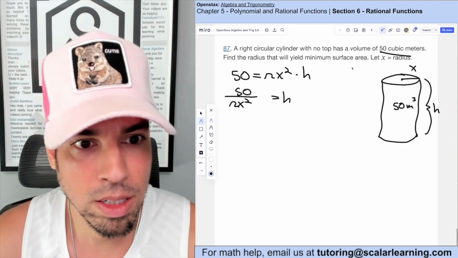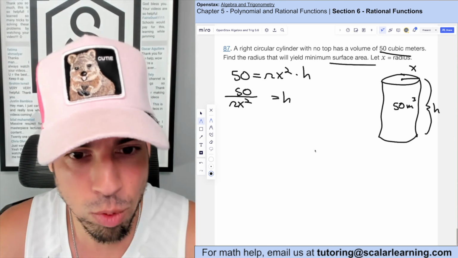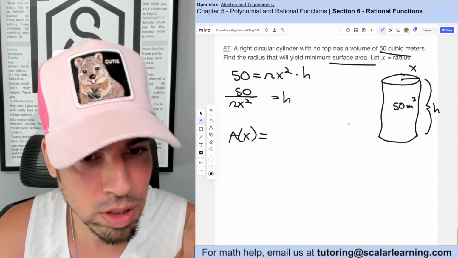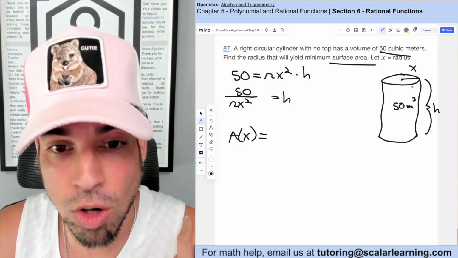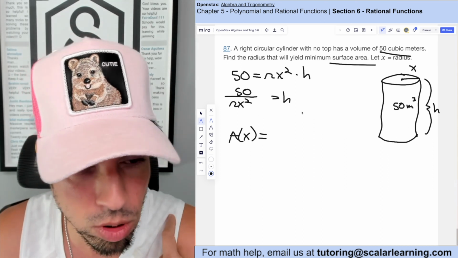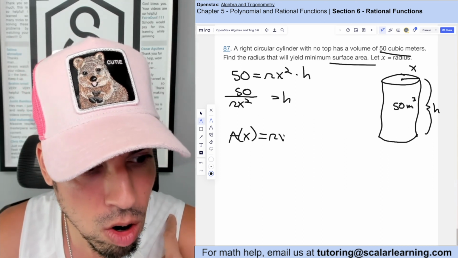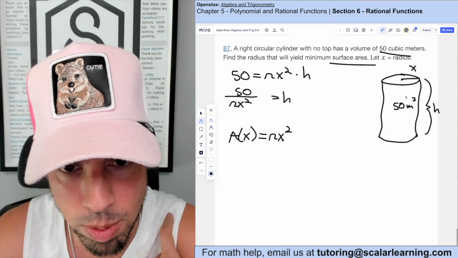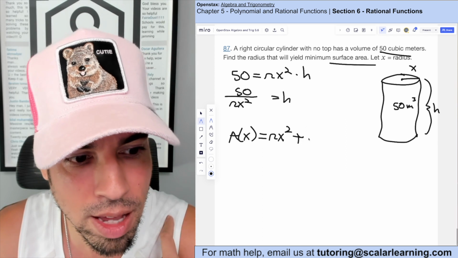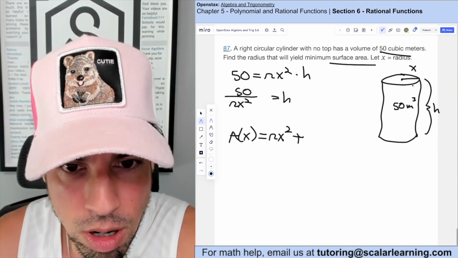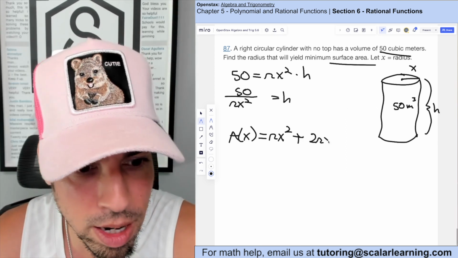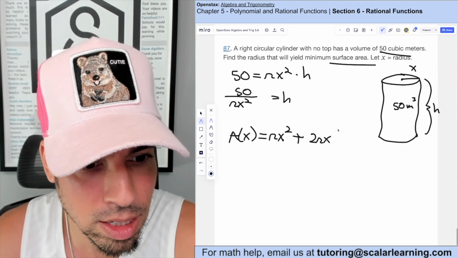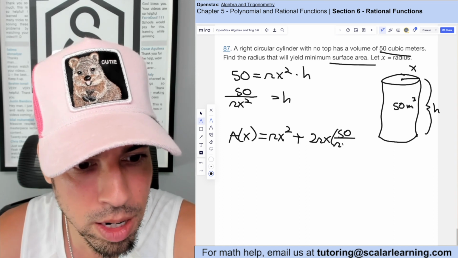So now we have a representation for height as well. And now if we're trying to find the minimum surface area, we need to write an expression for the surface area. The surface area of a cylinder is the area of the bases. But again, the top is open, so we only want one of the bases, the circle at the bottom, which is pi times the radius squared, and the radius is x. Just one of them, normally it'd be 2, but it said nothing on the top, plus the lateral surface area, which is the circumference, 2 pi x, times the height, and we already know the height is 50 over pi x squared.